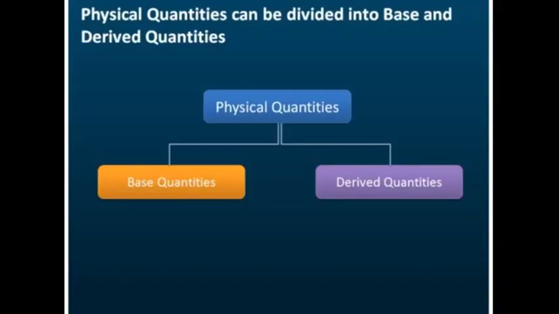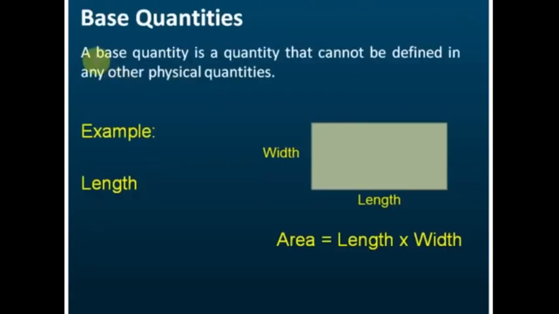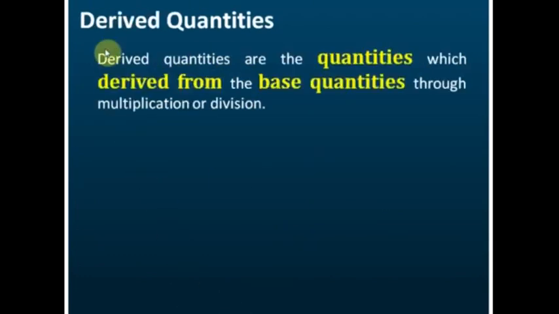Now, in previous lessons, we have learned that there are two types of physical quantity: the base quantities and the derived quantities. And we also learned that a base quantity is a quantity that cannot be defined in terms of any other physical quantities. That is what we learned before. So now in this slide, let's continue with derived quantities. By definition, derived quantities are the quantities which are derived from the base quantities through multiplications or divisions.